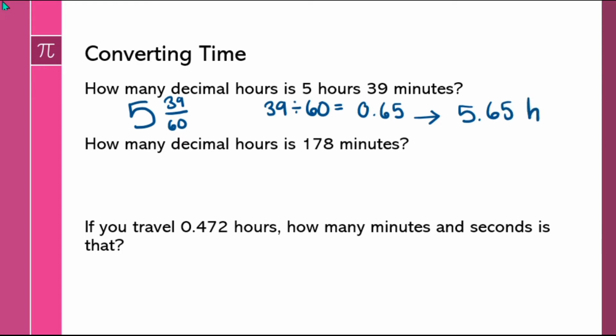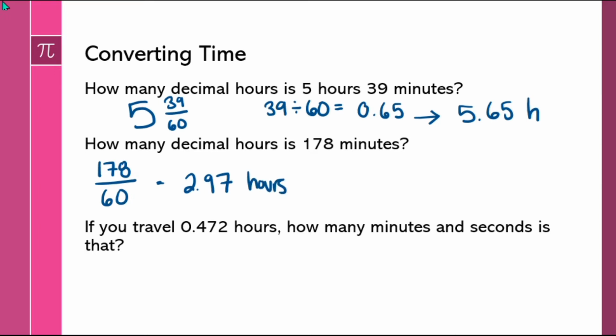When I smash those back together, 5 hours and 39 minutes is 5.65 hours. In the second example, we want to know how many decimal hours a number of minutes is. Well, if you want minutes to hours, that's straightforward. You're going to create that improper fraction. There's my minutes. If I divide it by 60, I'm going to change it into hours. And I get 2.97 hours, which is great if I'm doing math.